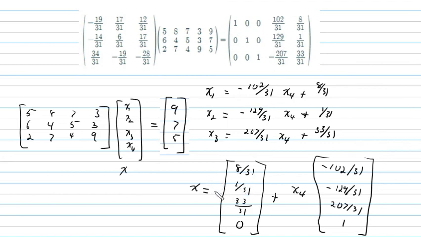All right, so what are the solutions to the system then? Any vector that fits this. So it's this vector here, 8 over 31, 1 over 31, 33 over 31, 0, plus any scalar times this. So of course one solution would be when x4 is 0, and this would be one solution. We could make x4 any real number, and that would give us other solutions.